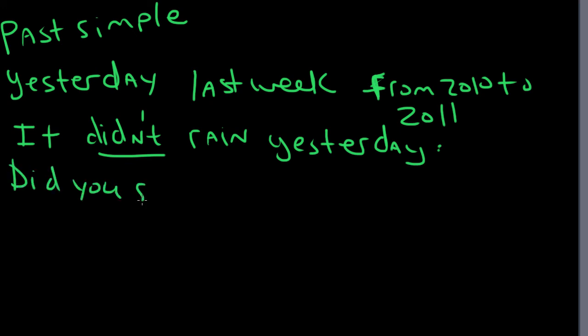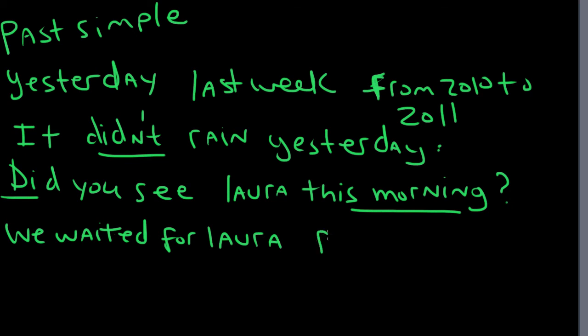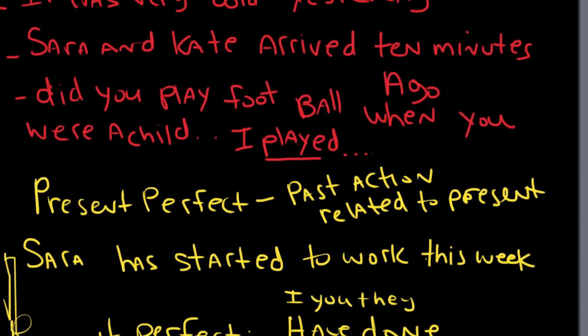Did you see Laura this morning? Maybe this morning is finished, so it's a completed action. So we use did. We waited for Laura for 1 hour. It's a completed action. We're not waiting for Laura anymore. So, as you can see, the past simple is used for completed actions, and the present perfect is used for past actions related to the present.